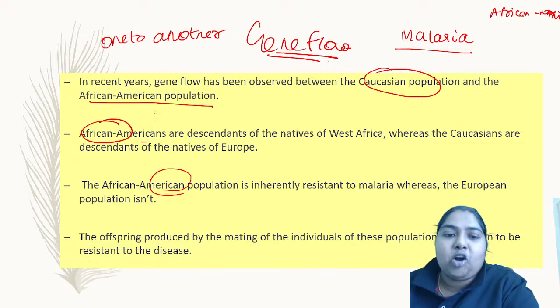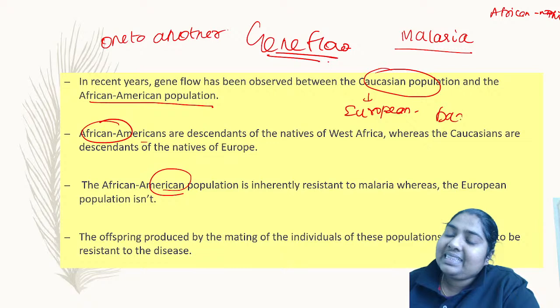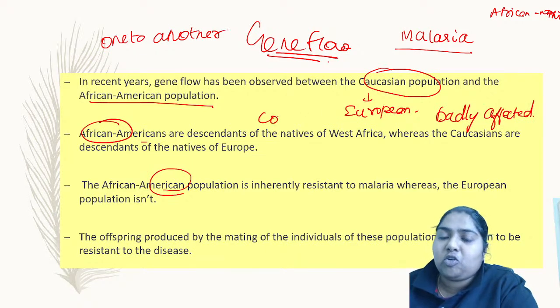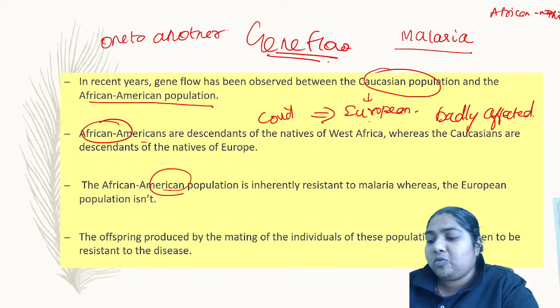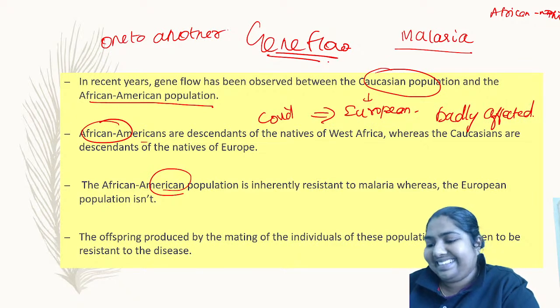Europeans, Caucasians, they were very badly affected by malaria. Usually Europe is more susceptible. Even now you can see with this COVID condition also, Europe is very hit. Why? Because of the policies they adopt. So maybe the gene is very prone to many diseases.